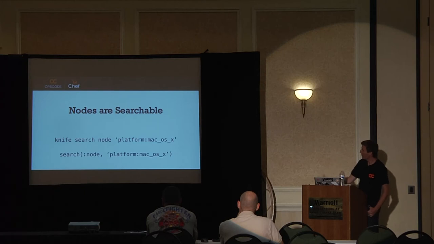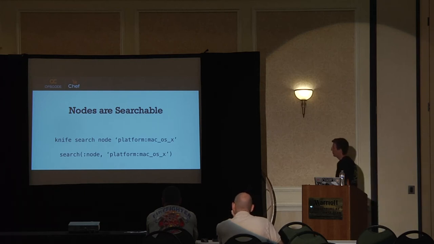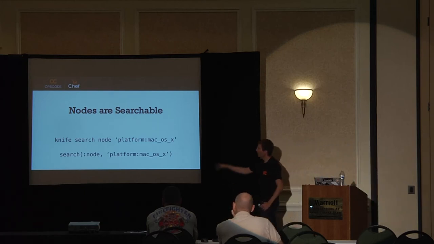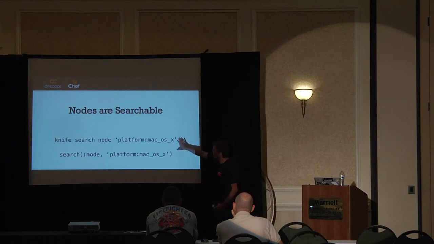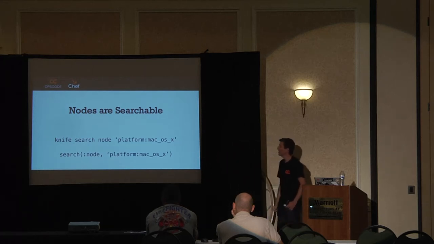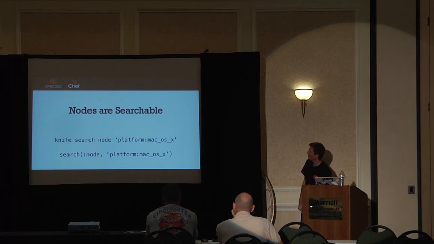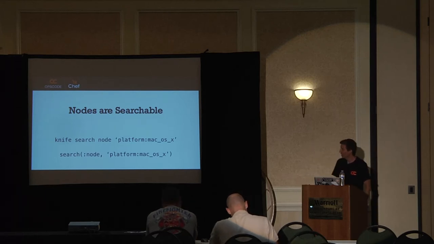And now that we're collecting all this metadata, we can make searches based on that. So you can see these are two different examples of the same search. That first one is using the Knife CLI tool I talked about. So this might be that you just want to do some type of inventory work and figure out, all right, give me a list of all the nodes in my environment that are running OS 10 that Chef manages. And you'd get back a list of that data.